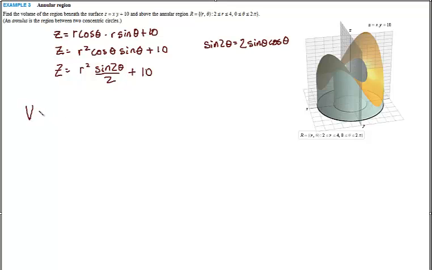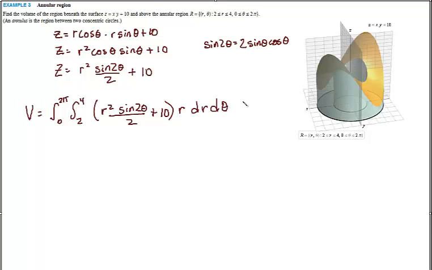So let's note what our integral needs to be. They want me to cut this off with r between 2 and 4, so I'll integrate with that, and my theta is from 0 to 2 pi, so I'll put those limits of integration in. I need my z equation here, which is r squared sine 2 theta all over 2 plus 10, times my r dr d theta.